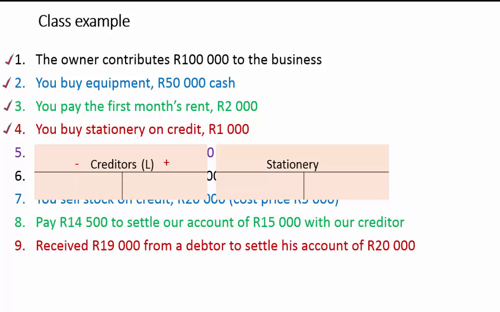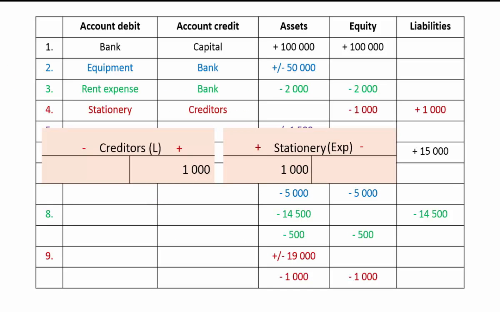When we buy stationery on credit, we owe 1,000 Rand more. More liabilities means credit your liabilities. Stationery is an expense account. DEAD and CLIC says debit the expense if you want it to increase. More expenses, more stationery means debit that account. For every debit, you need a credit. We've debited stationery and credited creditors.